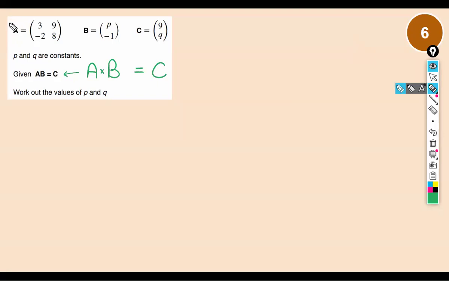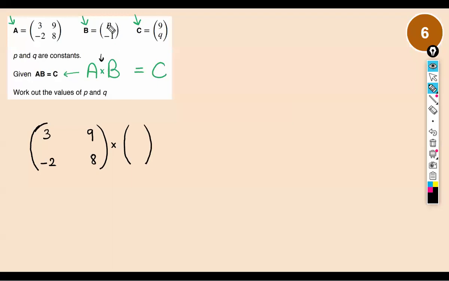So let's do that. We have matrix A here. We have matrix B here. Let's multiply them and put it equal to C. So I'm going to take matrix A and write it kind of big. Matrix A is 3, 9, minus 2, 8. The examiner says if we take A and multiply it by B, look, B over here.